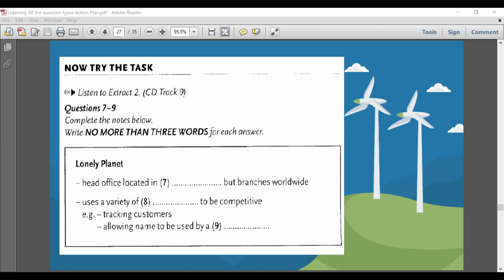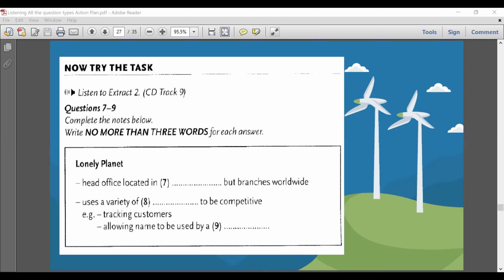So the answer of the 7th is going to be Australia. Let's move ahead. The travel guide business is a highly competitive market, and so to compete, they have adopted a range of marketing strategies. They said they adopted a range of marketing strategies. Here it is written variety of, which is the same as range of. So the answer of the 8th is going to be marketing strategies. You have to write the full marketing strategies. If you write only marketing or only strategies, the answer will be wrong.